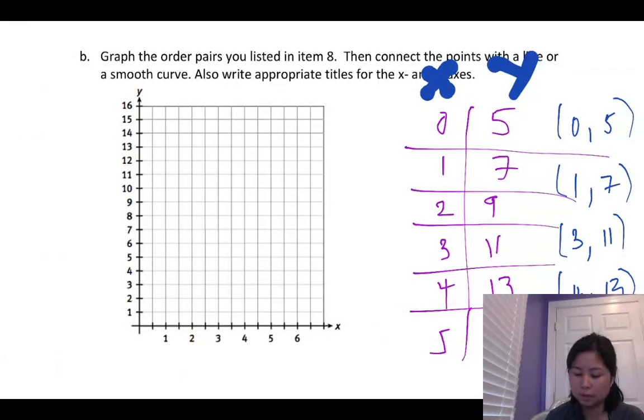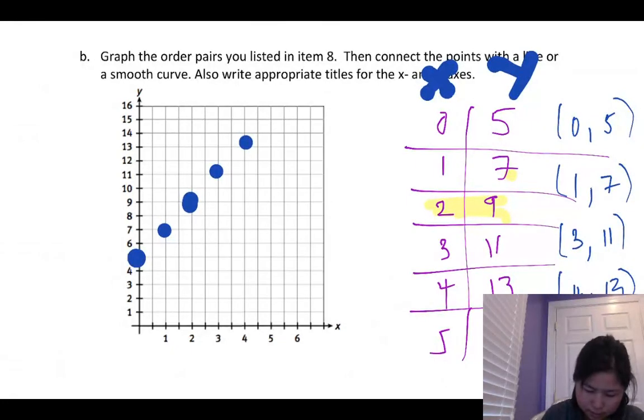So when I say graph the problem, I will use the table. So I'm going to plot my first number, (0, 5). So 0 is the x value. So this would be my first point. Then I'm going to plot my second one, which is (1, 7). Then (3, 11). I'm sorry. I'm missing one. I missed (2, 9). Okay. So 2 is 9. And then 3, whoops, that's not 3. 2 is 9. And then 3 is 11. 4 is 13. And then 5 is 15.